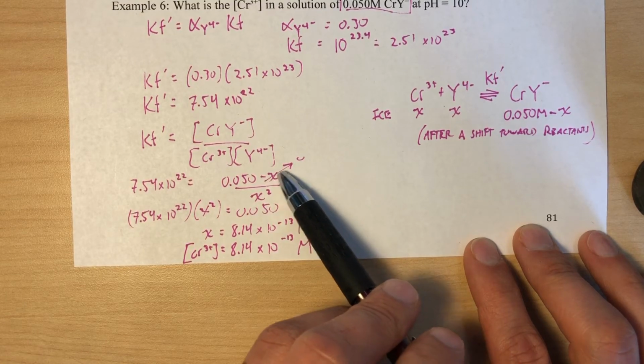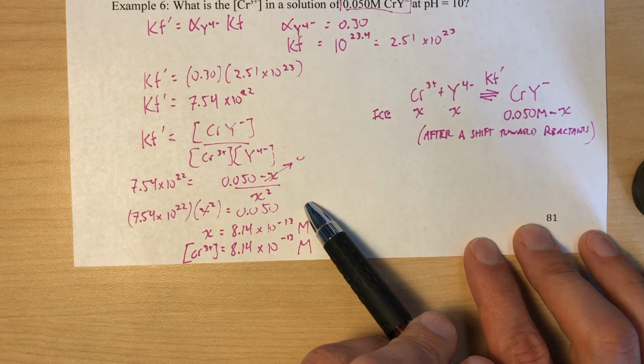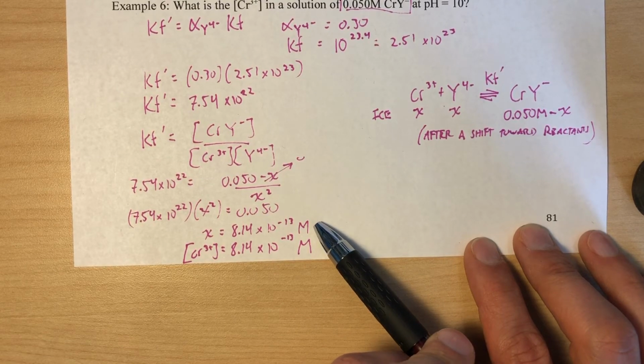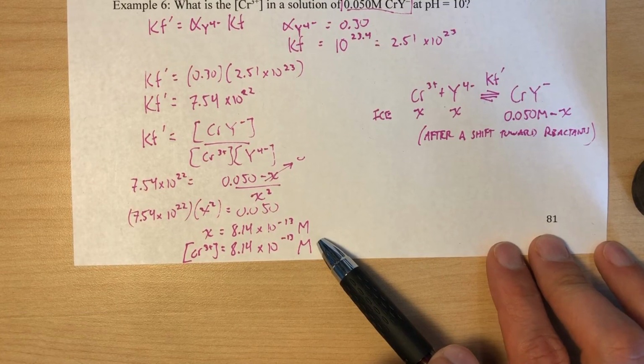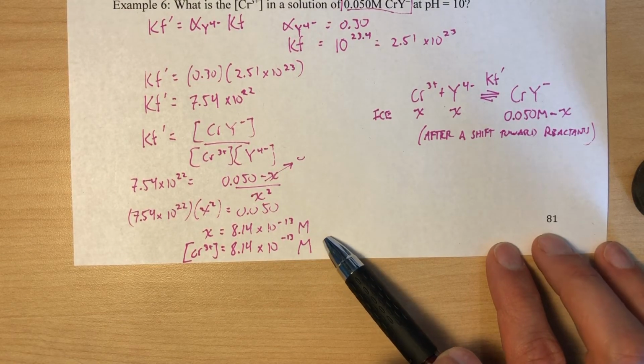We can then ignore this x as we have before and rearrange, and we get that 7.54 times 10 to the 22nd times x squared is going to be equal to 0.050, and we solve for x, which is 8.14 times 10 to the negative 13, and turns out that that is the chromium 3 plus concentration, which is equal to 8.14 times 10 to the negative 13 molar.